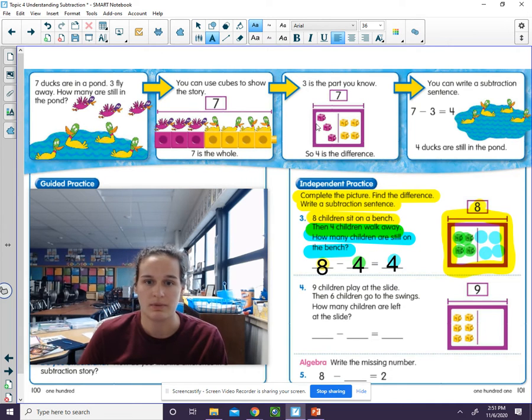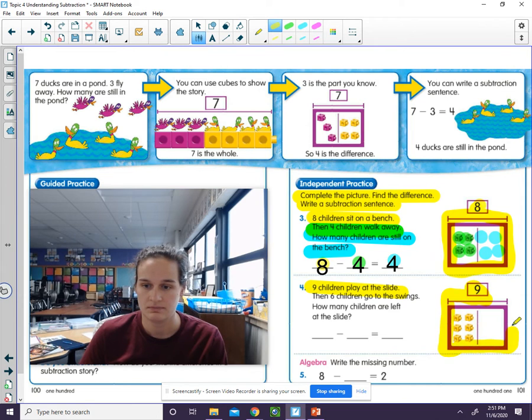Let's take a look at this problem. 9 children play at the slide. So that's the 9, and that's all of the kids. Then 6 children go to the swings. So then 6 children move on to the swings. So that's these 6 here. How many children are left at the slide? That's what we need to figure out.